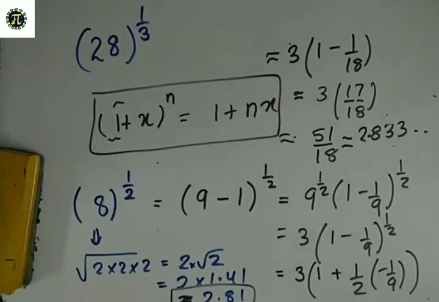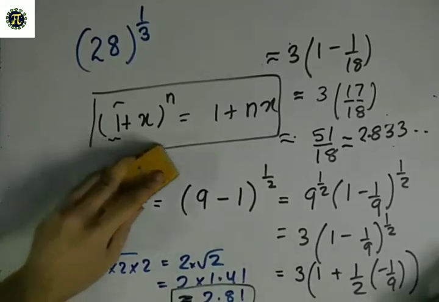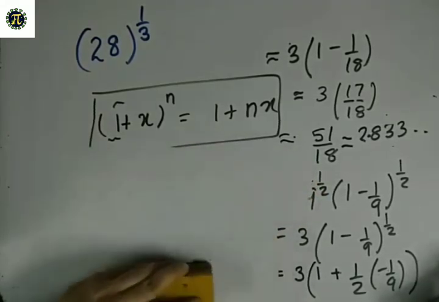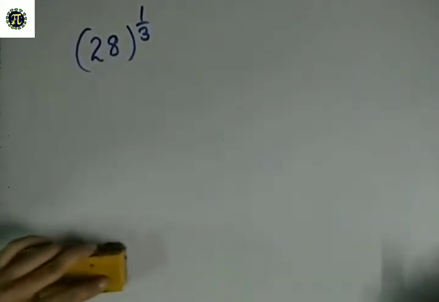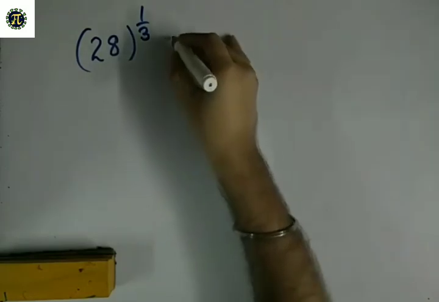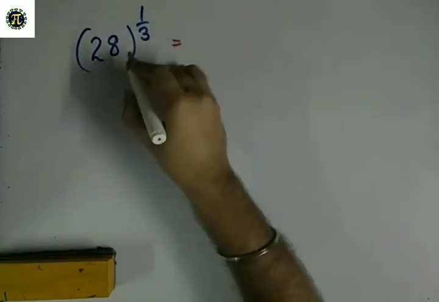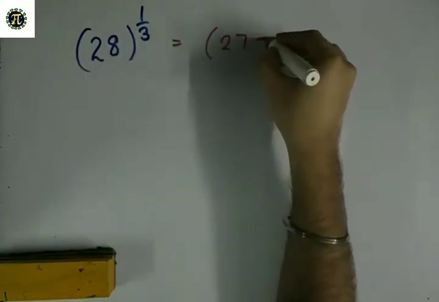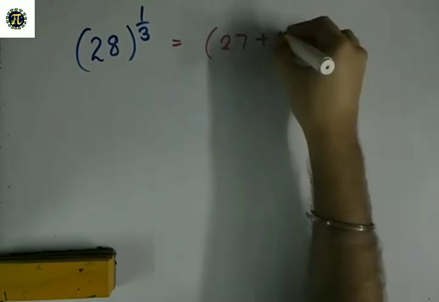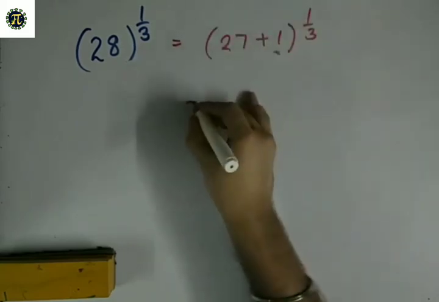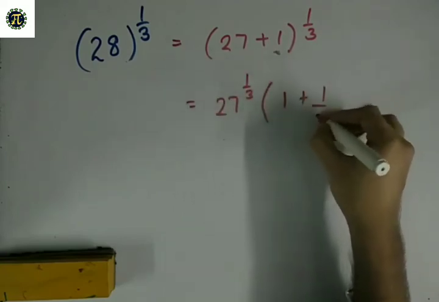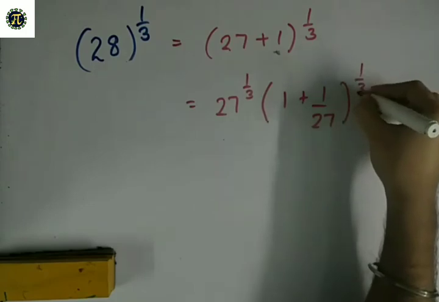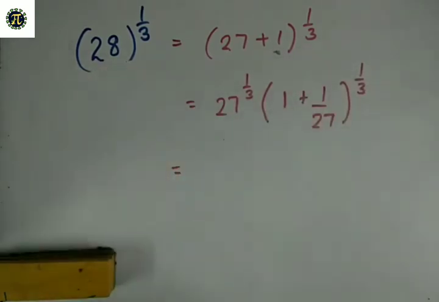So last example for this will be 28 to the power 1/3. So anybody wants to, so you can think, right? You can think about a perfect cube, because we are taking a cube root. What is a perfect cube nearby 28? It's 27, right? 27 plus 1 to the power 1/3. So what I need to do is take 27 common, 27 to the 1/3 outside, 1 plus 1 by 27 to the power 1/3. And this answer I cannot calculate by hand.